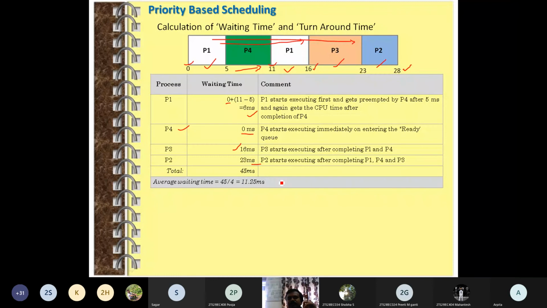So the sum of all waiting times is 45 milliseconds. Then what is the average waiting time? It is 45 divided by how many processes? 4 processes. So 45 divided by 4 is 11.25 milliseconds, the average waiting time for each process.